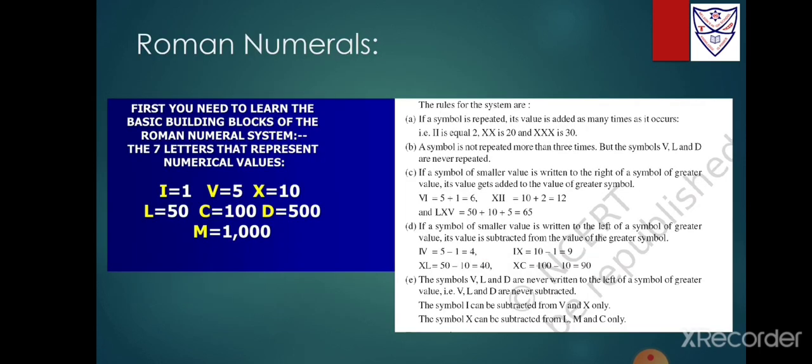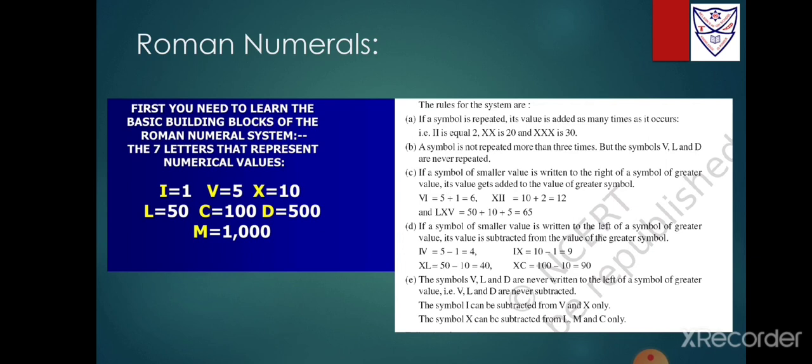So what we have understood about Roman numerals: there are 7 symbols whose values should be known. That is, I equals 1, V equals 5, X equals 10, L equals 50, C equals 100, D equals 500, M equals 1000. The rules: the value which is repeated is added that many times. Second rule is that a value is not repeated more than 3 times, and V, L and D are never repeated. If a smaller value is written to the right of a symbol of greater value, then it is added. If a smaller value is written to the left of a symbol of greater value, then it is subtracted.